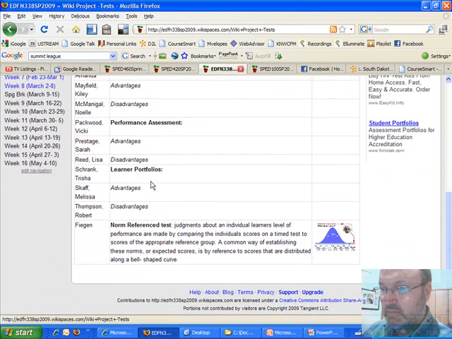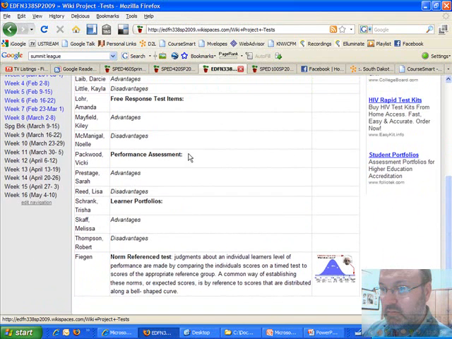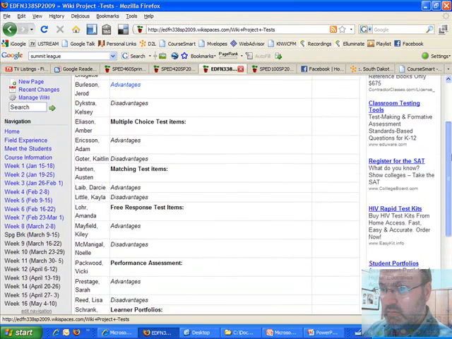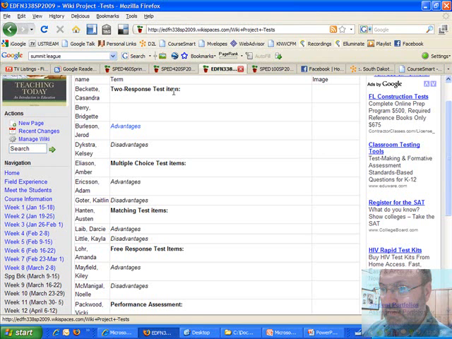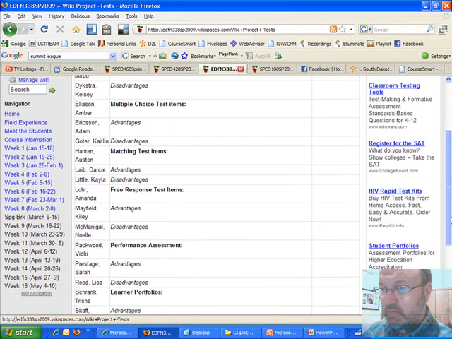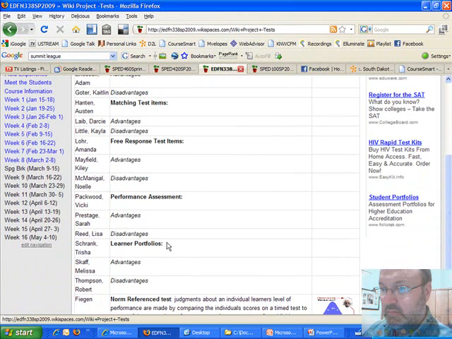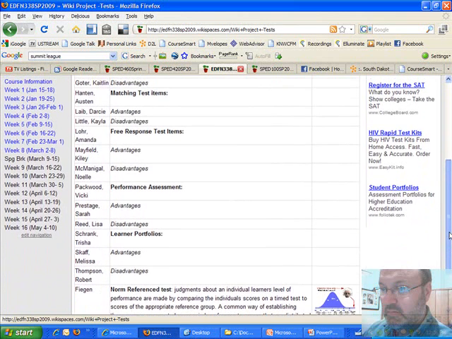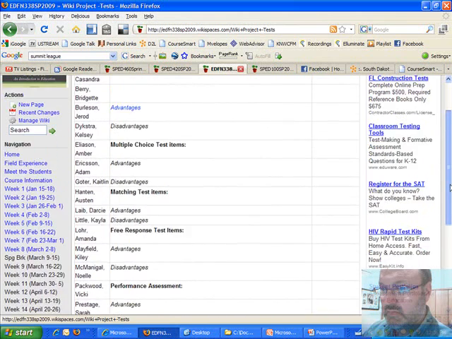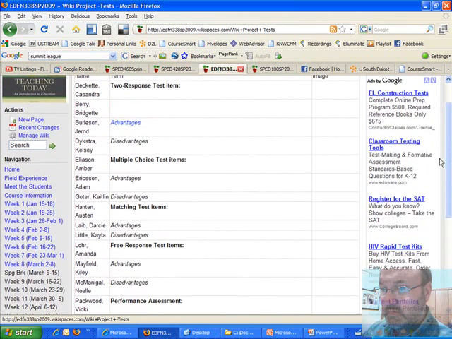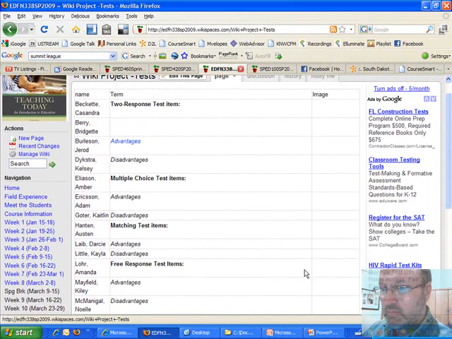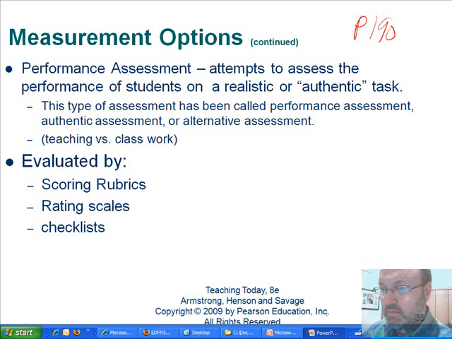But for the most part, all the way through here, one of you is describing what it is, and two of you then, one's giving the advantage and one the disadvantage, for all these different tests. So here's your two response, multiple choice, matching, free response, performance assessment, learner portfolios. You'll give what they are, then the advantage and disadvantage. And if you don't do your job here, there's a part of this missing. And there are things on the test about this particular part. So please come in and do your part.